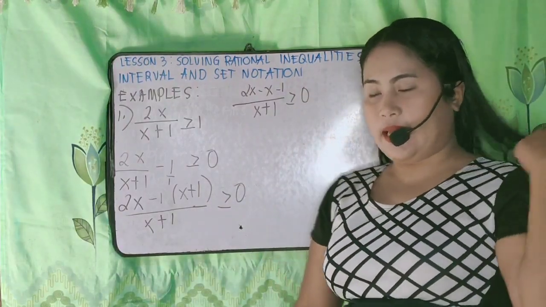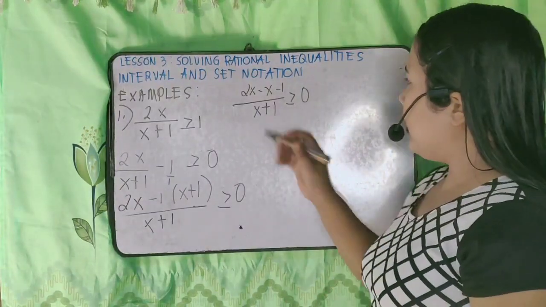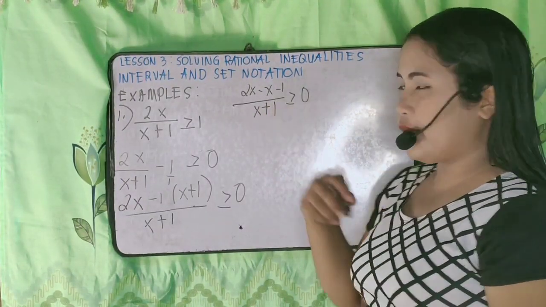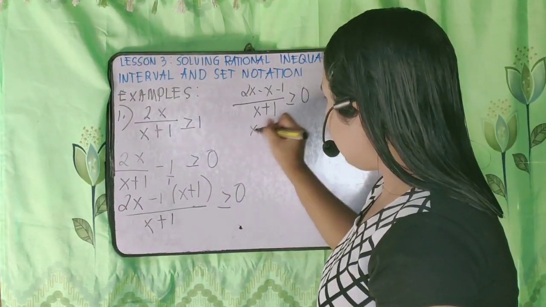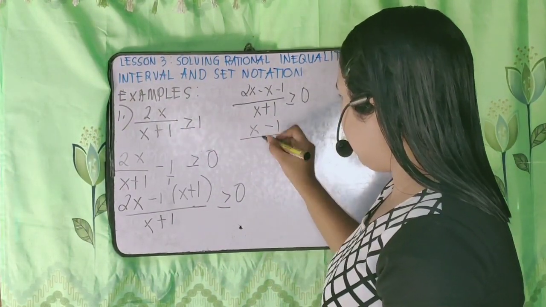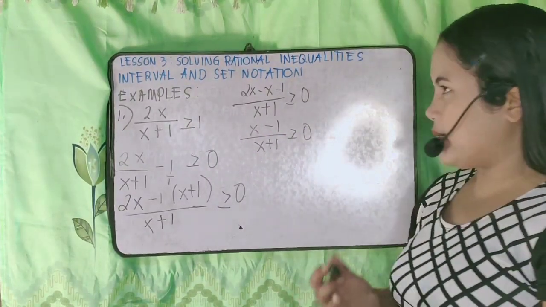And then, combine like terms. So, combining all terms, combining like terms. So, we have 2x. Di ba may katabing 1 yung x? So, 2 minus 1. So, of course, our answer is only x. Then, copy negative 1 and then the denominator, which is x plus 1. Okay, so ito po yung step number 1 natin.